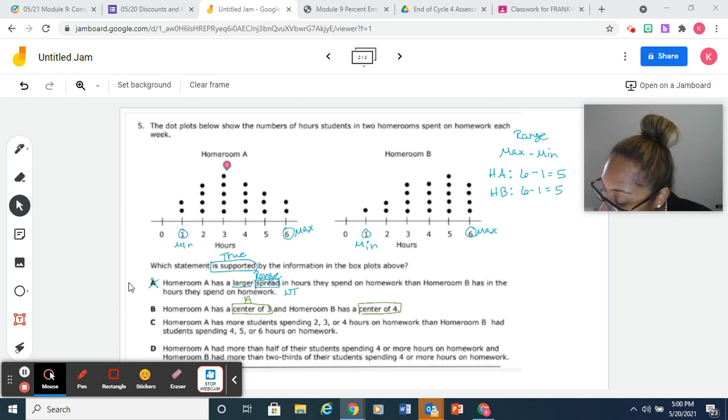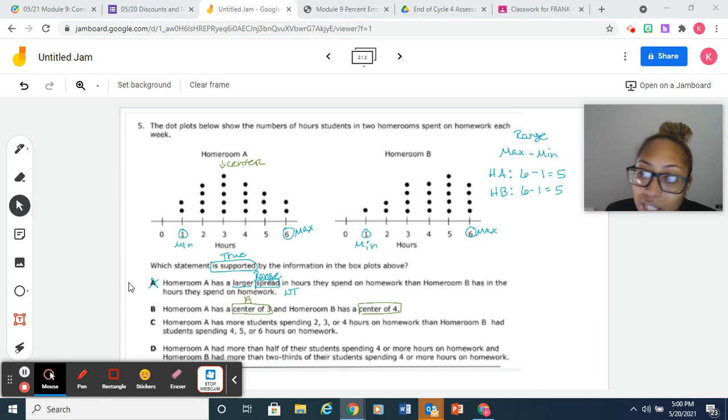And it makes sense because the data is almost symmetrical at 3. So it makes sense that this would be our center for homeroom A. This is our center. Okay, and then we would need to do the same thing for homeroom B. So we can count all the dots. There are 1, 2, 3, 4, 5, 6, 7, 8, 9, 10, 11, 12, 13, 14, 15, 16, 17, 18, 19, 20. So 20 students were surveyed again.